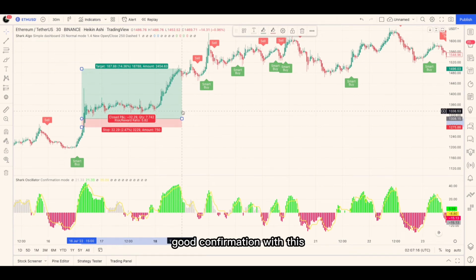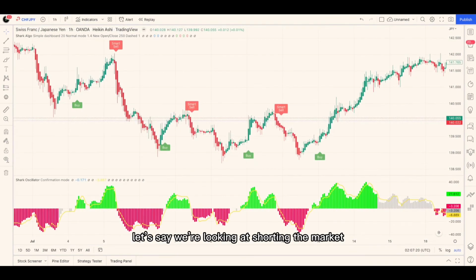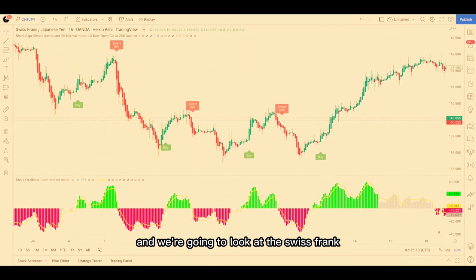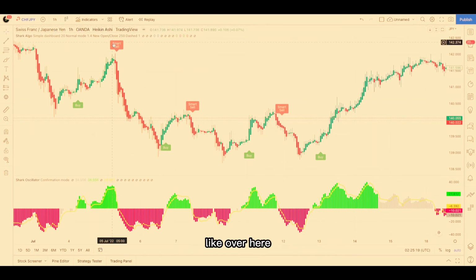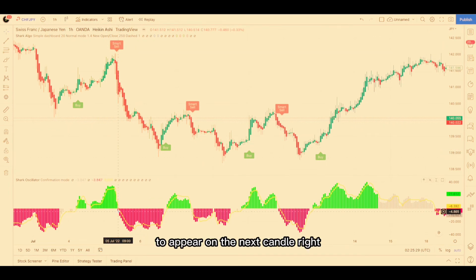Good confirmation with this. And now another example, let's say we're looking at shorting the market, and we're going to look at the Swiss franc and the Japanese yen. Whenever we get a sell signal, like over here, we got a smart sell signal, which means it's going in the direction of the underlying trend. And we're looking over here, we want to look for a red bar to appear on the next candle, right? As we can see, we do got a red bar, so that means we do in fact have a good trade. We want to take this signal. However, if, for example, it would have been a green bar right over here, then that's not something you want to take. So it's that simple, guys.